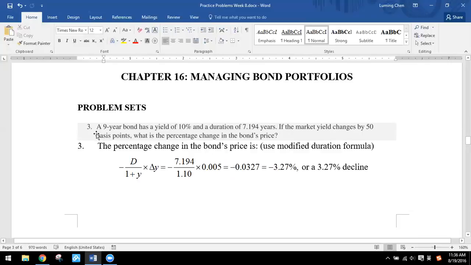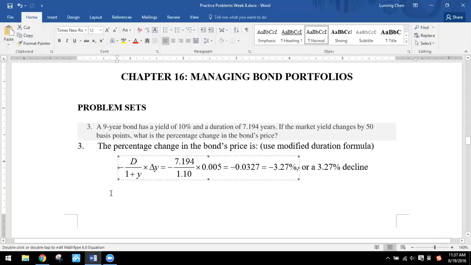Number three, a 9-year maturity bond has a yield of 10% and a duration of 7 years. If the market yield changes by 50 basis points, what is the percentage change in the bond's price? If we want to know the change of bond price against the change in yield, we must use the modified duration formula. Basically, D over 1 plus Y is the modified duration, and delta P is on the left-hand side. Delta Y is the change in yield.